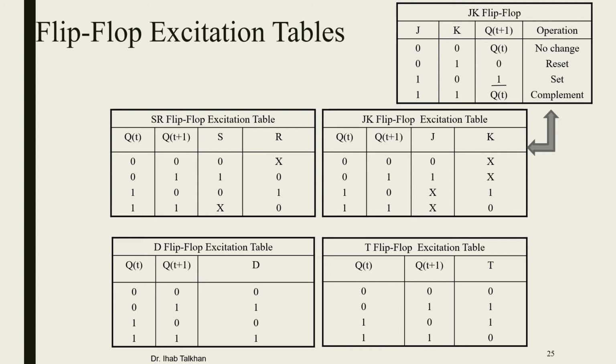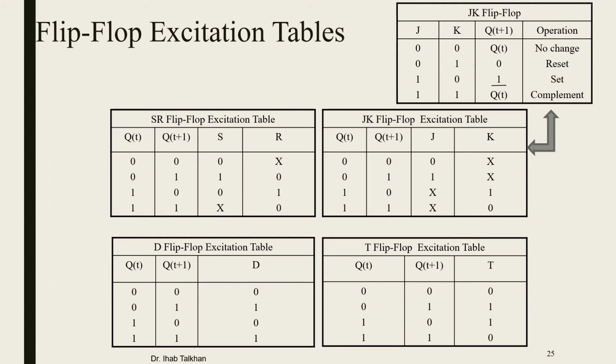So actually here the unknowns are the flip-flop inputs; in the characteristic table, the unknown is the Q next. So the characteristic table is used when the unknown is the next state, while the excitation table is used when the flip-flop inputs J, K, S, R, T, and D are not known.